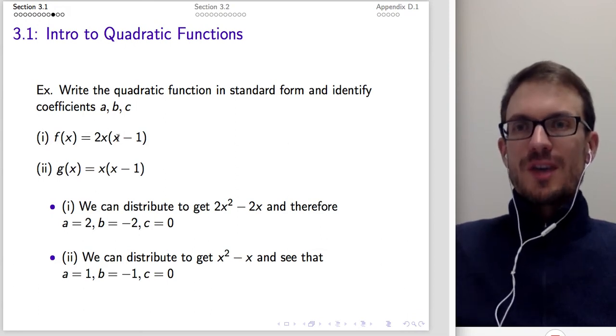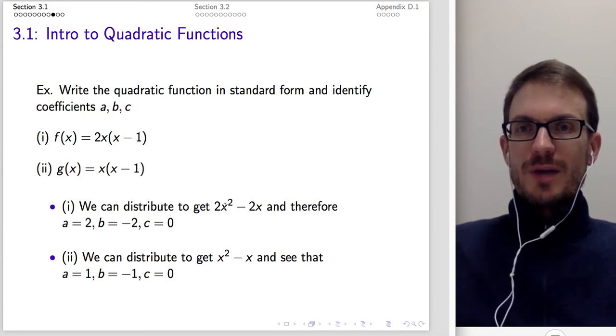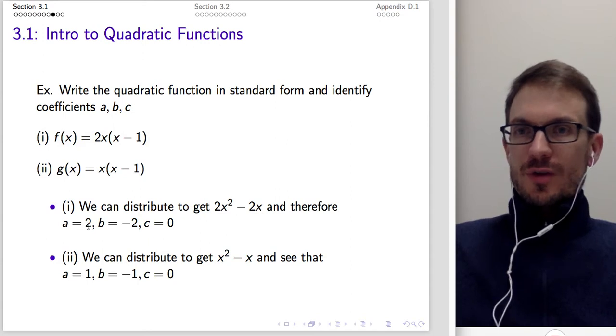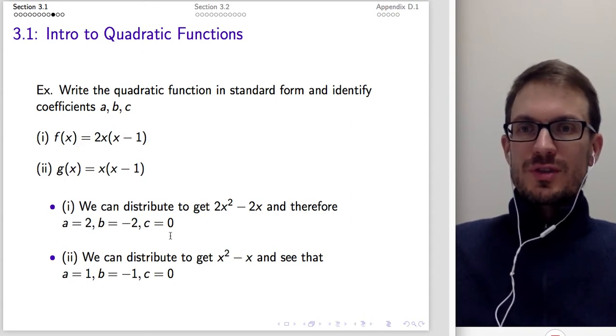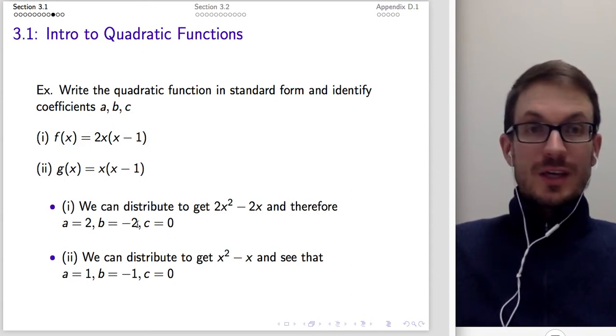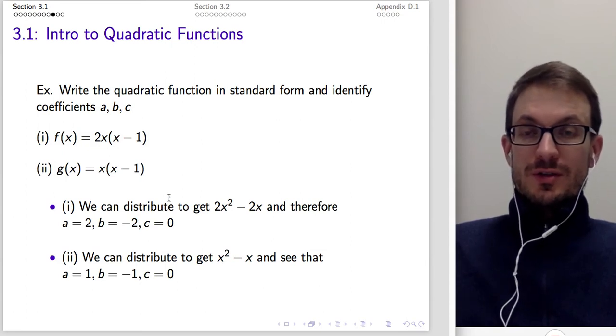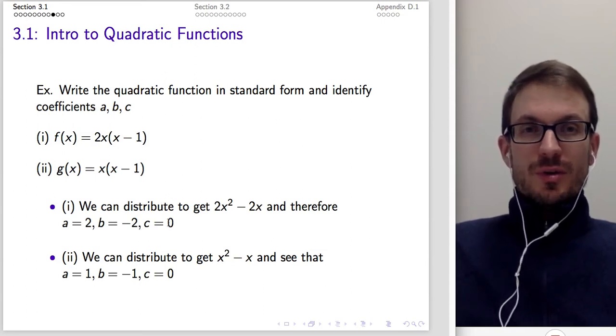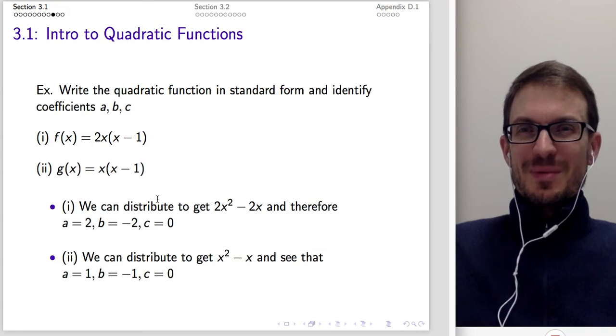we can just distribute. 2x times x is 2x squared, 2x times minus 1 is minus 2x. So a is 2, b is minus 2, and c is 0. That's legal, right? There's no constant term, so c is 0. Think about what this tells us about the graph. Remember, c is going to correspond to our vertical intercept.